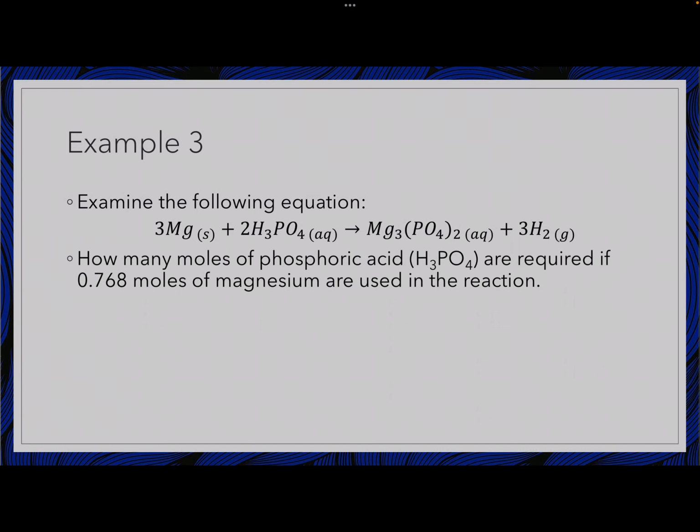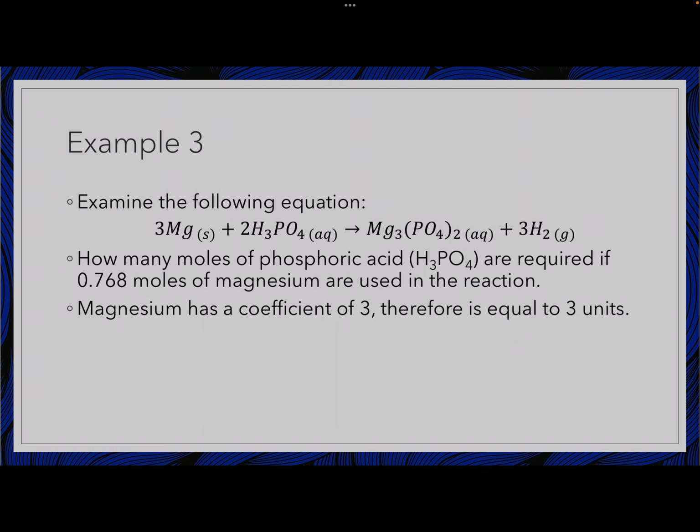The question is, how many moles of phosphoric acid are required if 0.768 moles of magnesium are used in the reaction? So what we do, we have a look. Magnesium has a coefficient of 3, therefore it's equal to 3 units. And so 0.768 is 3 units, so we have to divide it by 3. So 1 unit is 0.256 moles. Nice and easy.